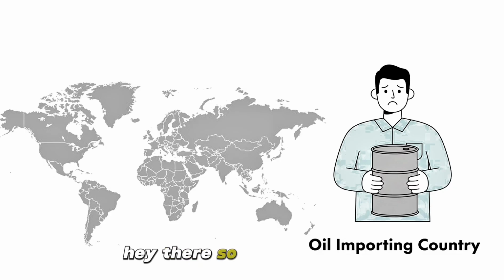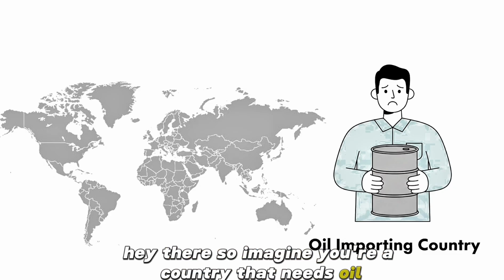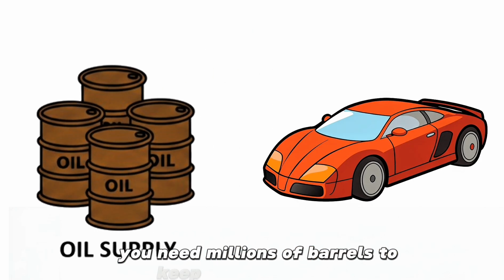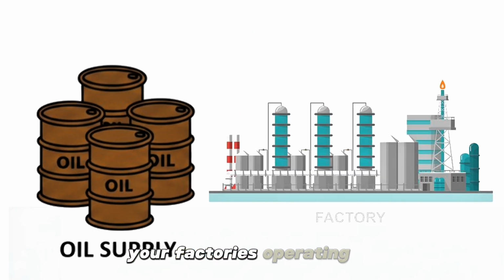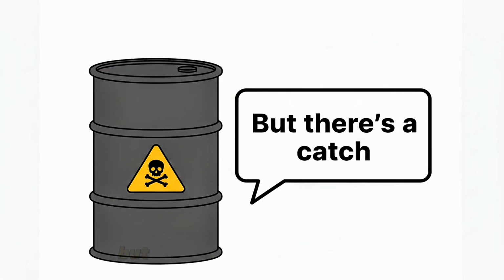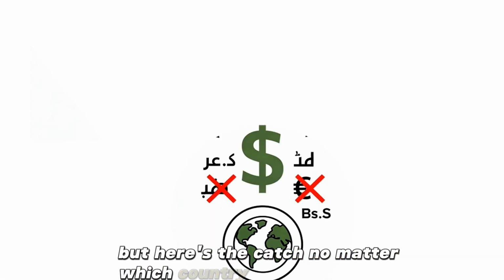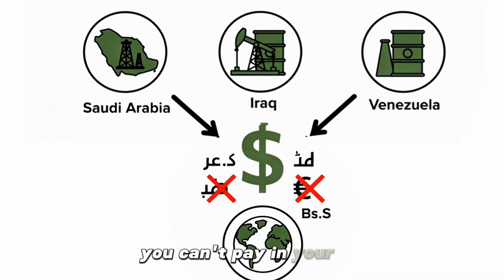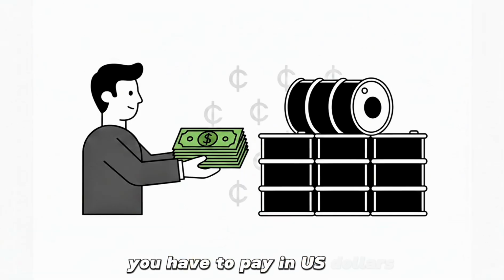Hey there. So imagine you're a country that needs oil. Maybe you're Japan, Germany, or India. You need millions of barrels to keep your cars running, your factories operating, and your economy growing. But here's the catch. No matter which country you buy oil from, Saudi Arabia, Iraq, or Venezuela, you can't pay in your own currency. You have to pay in US dollars.